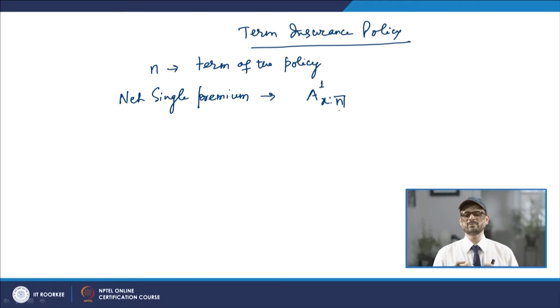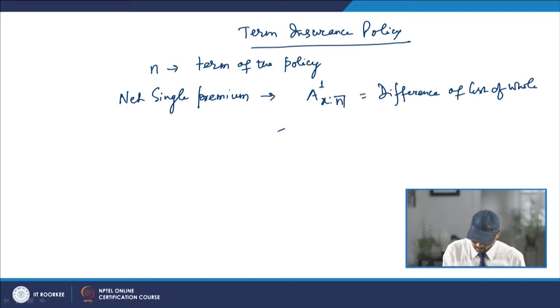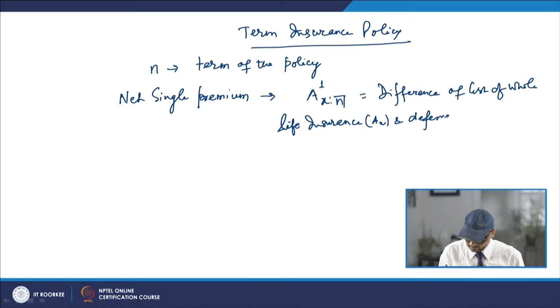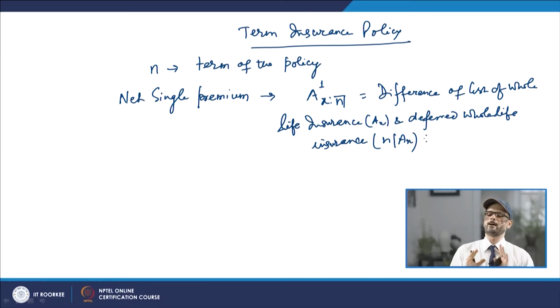Now this will be nothing but the difference of the cost of whole life insurance, that is A_x, and deferred whole life insurance, that is n|A_x. So this can be viewed as the premium which is paid for the cost of the whole life insurance, in which you pay once, and then if you are deferring, because up to that period if you are alive then you are not paid. So it will be as per the deferred whole life insurance. It is something like you are going to pay after that period. So in that case this will be the difference of the two values.